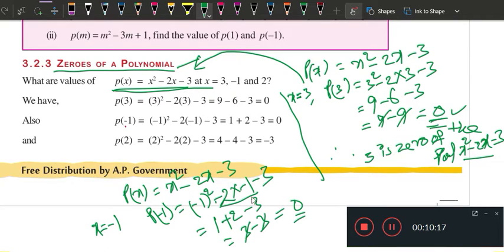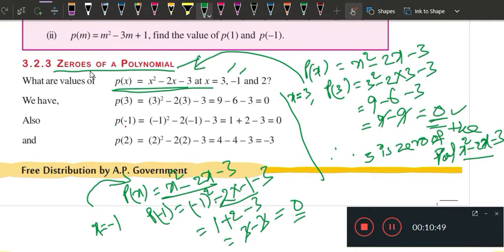So minus 1 is the zero of this polynomial. Okay children, x equal to minus 1 is a zero of this polynomial. So here minus 1 is called the zero of the polynomial x square minus 2x minus 3. Okay children, we will see the next. 3 is over, minus 1 is over.